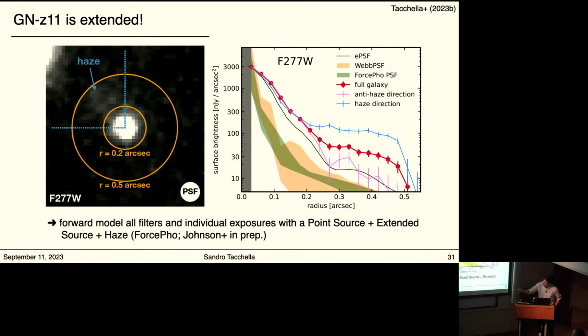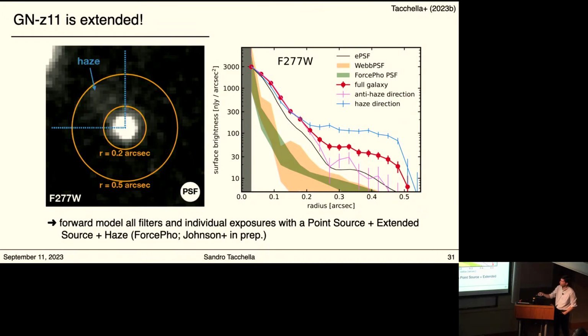But when we look at the central region of this galaxy, GNZ11, we can actually see that it's slightly extended. So it is extending beyond the point spread function. And what we can do now is forward model the light and try to assess how important a central point source-like component is versus the extended galaxy component.